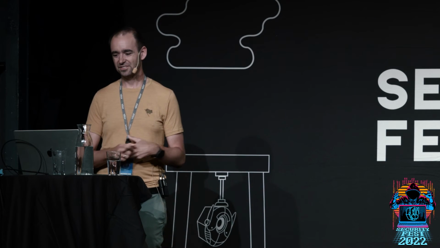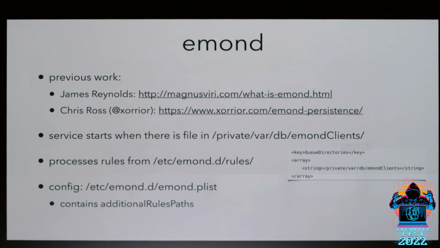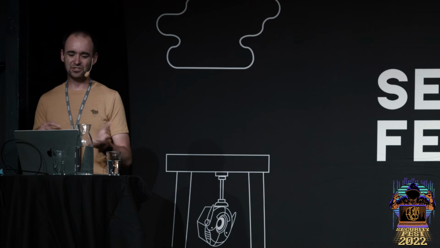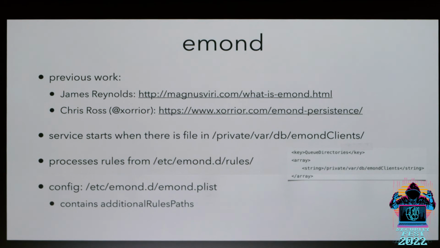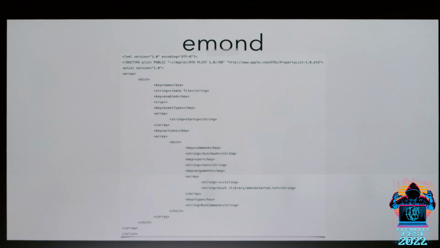So this is the first step. Then there are rules for this daemon in the /etc/emond.d/rules directory, and it also has a config file which contains the additional rules path, so it defines a location where you can also set up rules. Basically, the rules define what this daemon should do and on what event it should react. So here is a sample rule.